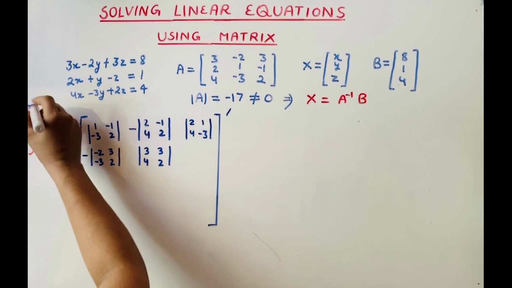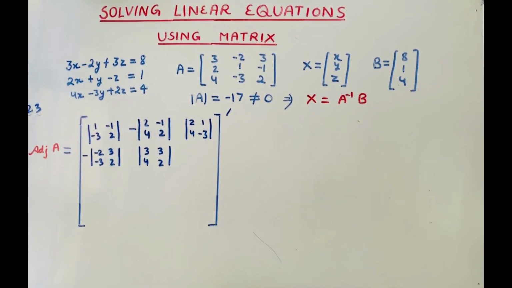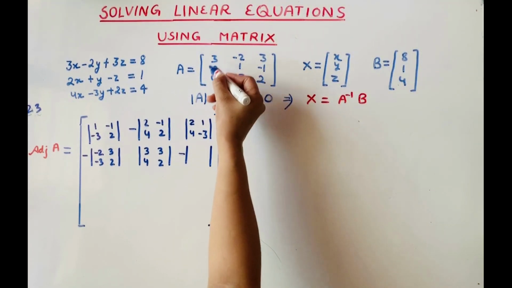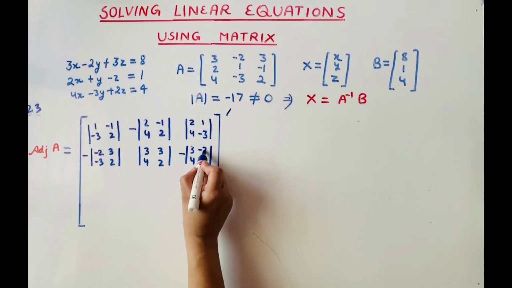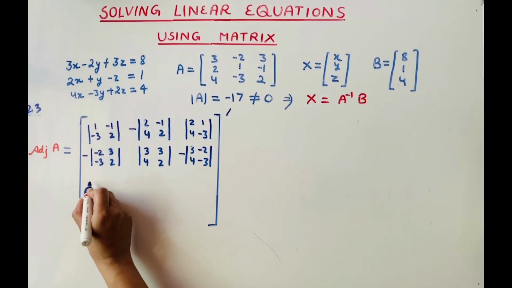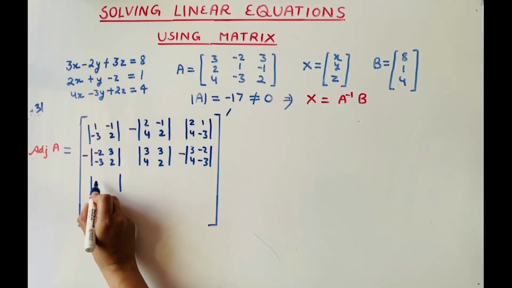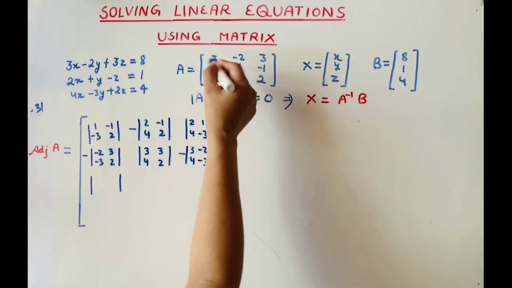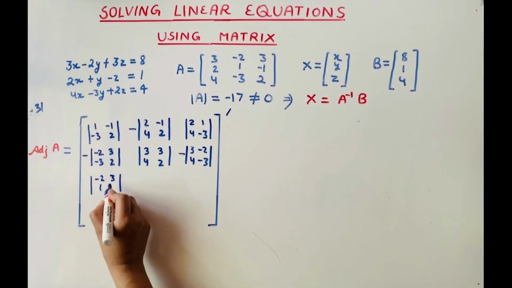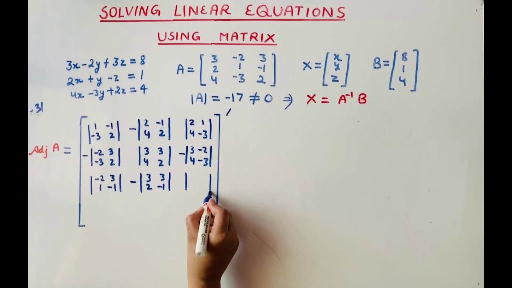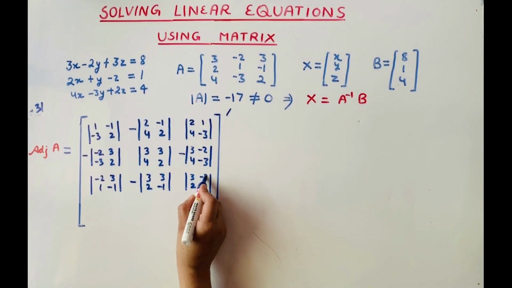The next one is C23, 2 plus 3 is odd, so you will get negative. Here you have to remove the second row and third column, so you will get 3, 4 and minus 2, minus 3. The same way we will do it for C31. 3 plus 1 is even, so positive. For C31 you will remove that row and column, so you will get minus 2, 1. I think this one is clear, so I am writing now. The next one will be negative, third row and second column, so you will get 3, 2, 3, minus 1. And the last one will be positive, and it will be 3, 2, minus 2 and 1.